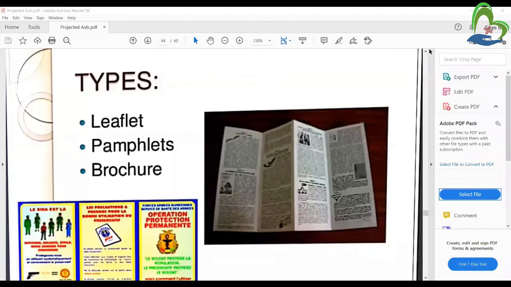Okay, today's topic is leaflets, pamphlets, and brochures. We use leaflets, pamphlets, and brochures when images are most useful, along with different colors, sizes, and different symbols also.